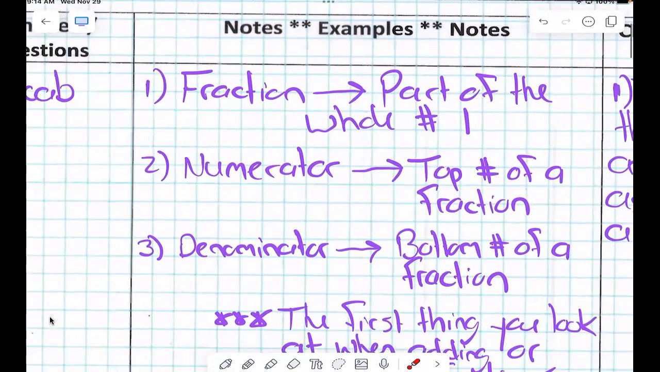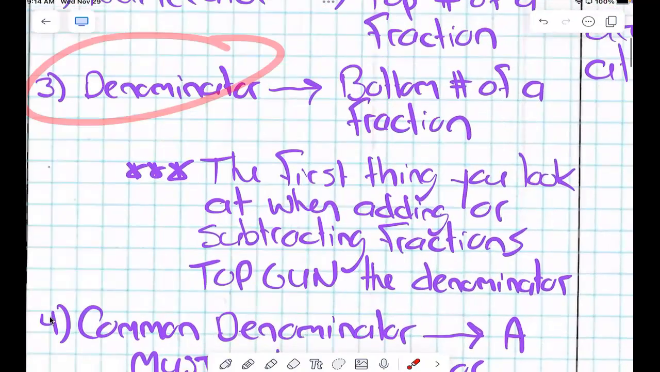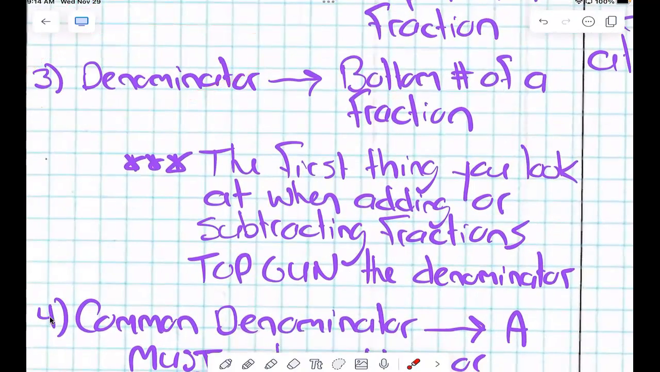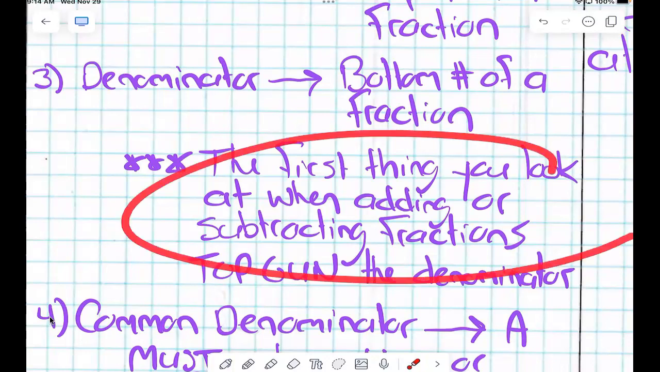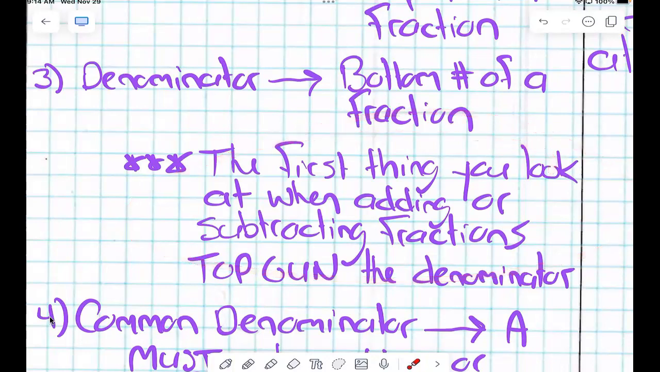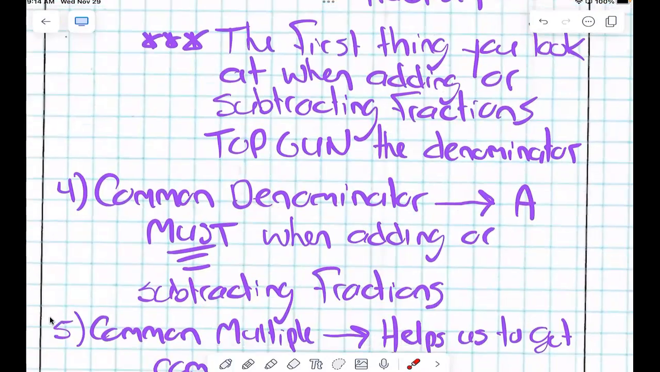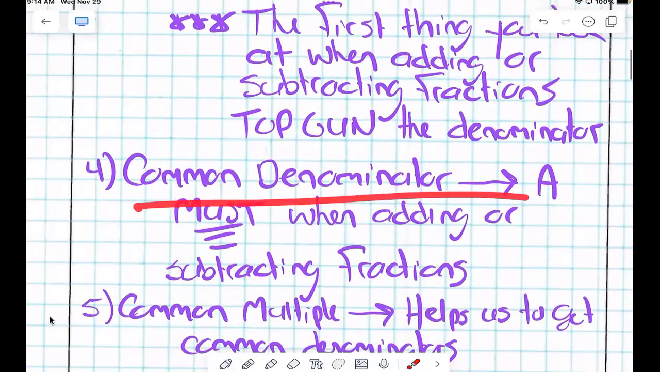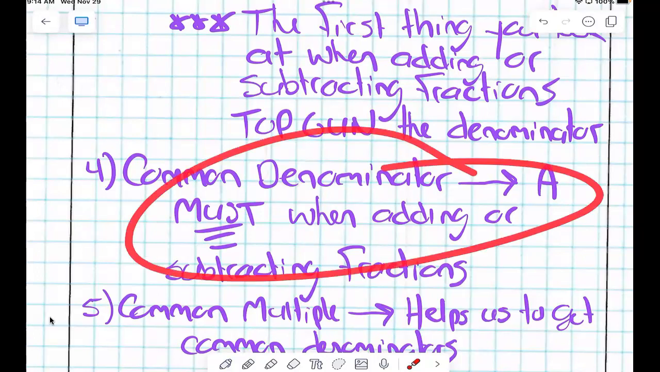What's the top part of a fraction called? Numerator. Bottom part? Denominator. And then when you're dealing with fractions, no matter what do you always look at first? Denominator. The first thing you always look at is the denominator, and we call that what method again? Top gun. What's another name for common denominator? Like denominator. Nice. That's not even in there. You guys just know that.